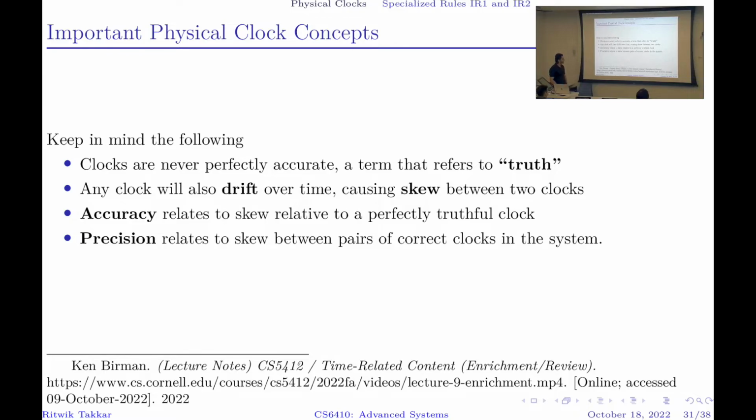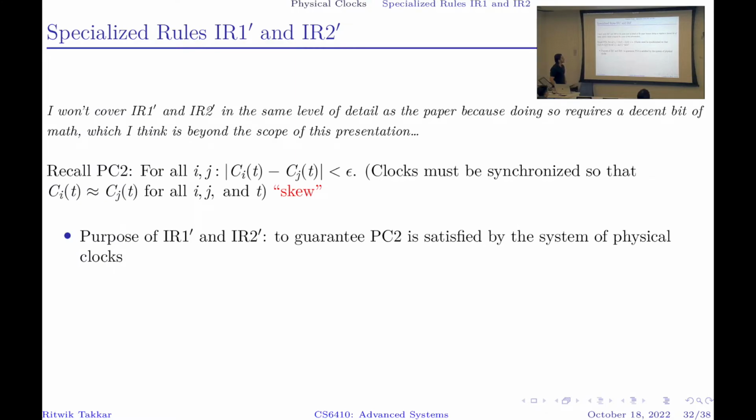So I went over skew and drift in the previous slide, but clocks drift over time. That's your intuitive understanding, which causes skew between the 2 clocks. Accuracy relates to skew relative to a perfectly truthful clock, and I'm sure you understand the difference between accuracy and precision. We have specialized implementation rules for the physical clocks. I won't cover them in the same level of detail because I don't understand the math very well.